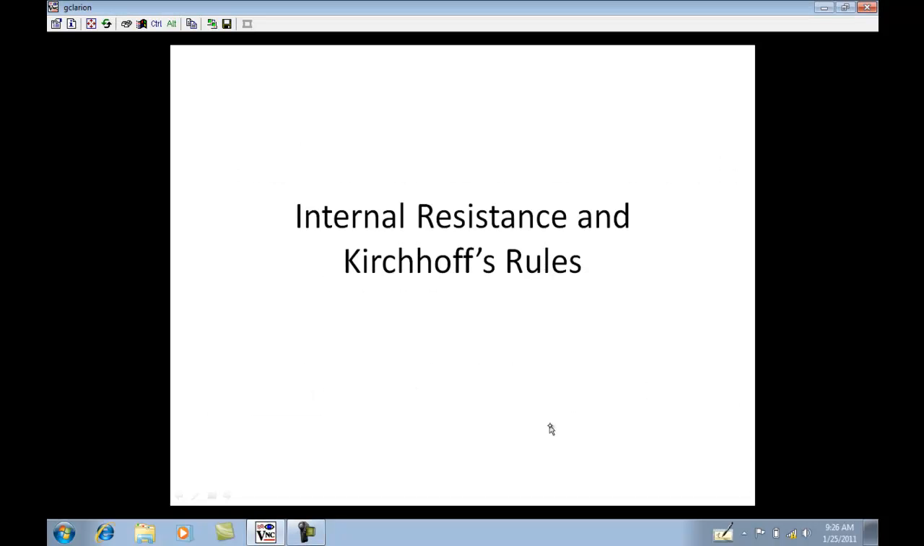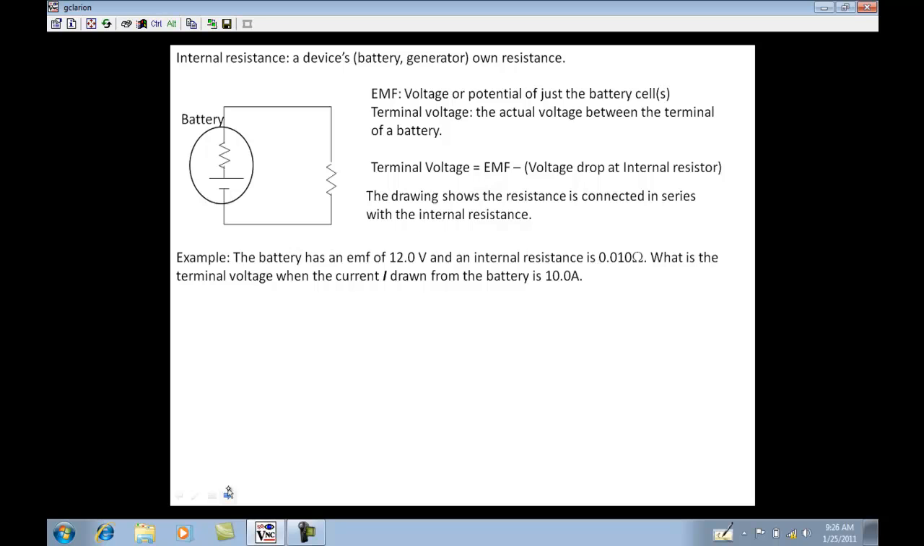Okay, so this is internal resistance in Kirchhoff's rules. So please take that out. And okay, so I have that out. Okay, so basically the internal resistance is a device's own resistance. And generally speaking for us, it'll be the resistance on a battery.